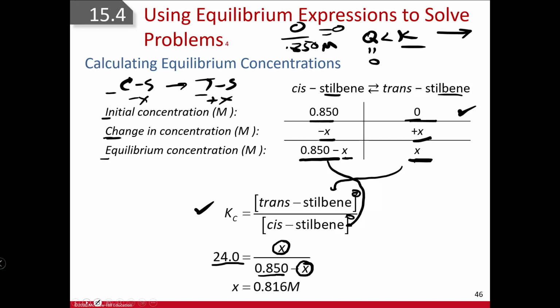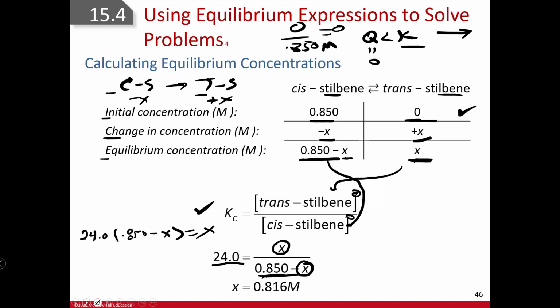So we've got to solve for X. Well, that's easy to do. You're going to have 24.0 times (0.850 minus X) equals X. We just multiply both sides by what's in the denominator to get X by itself.